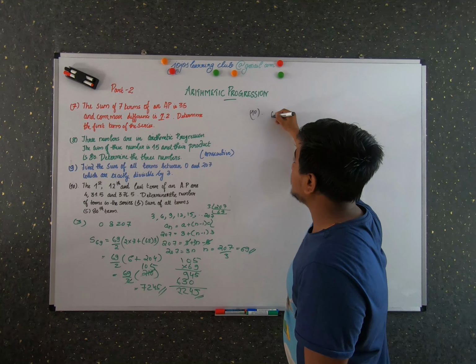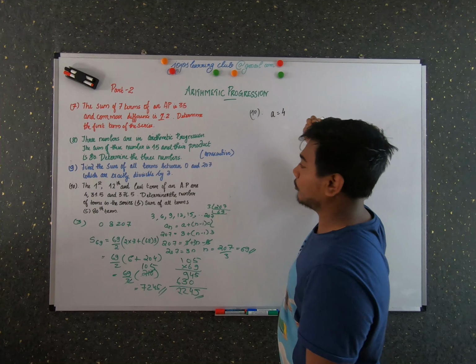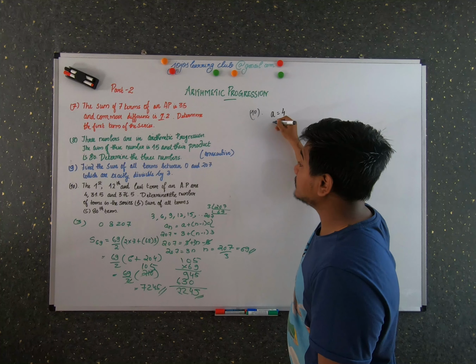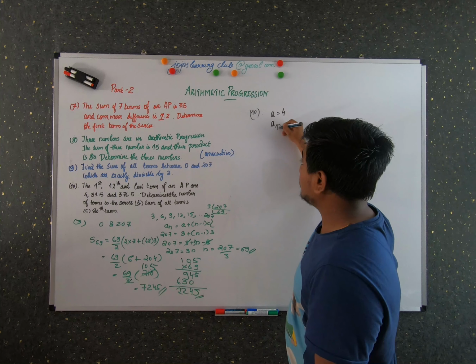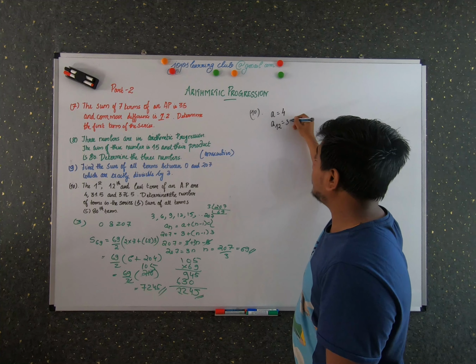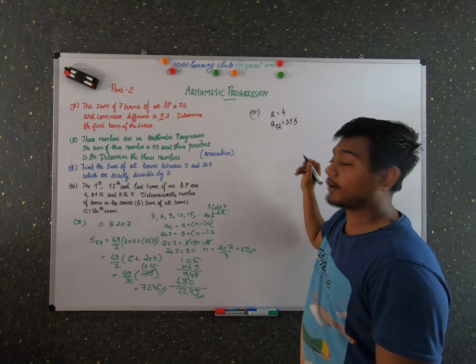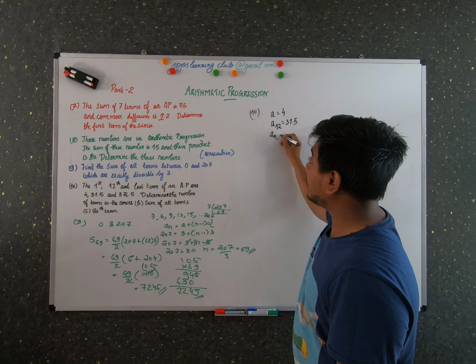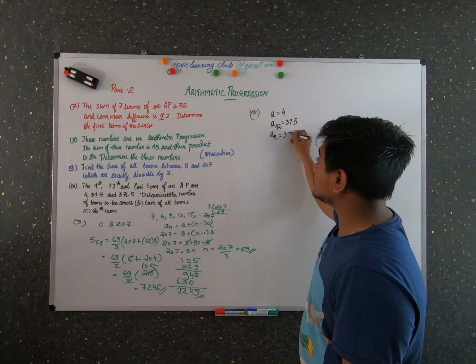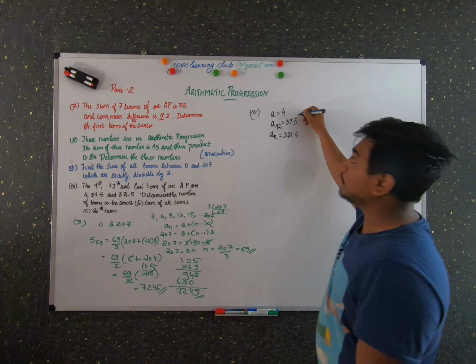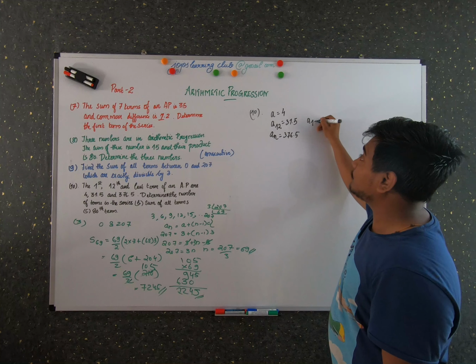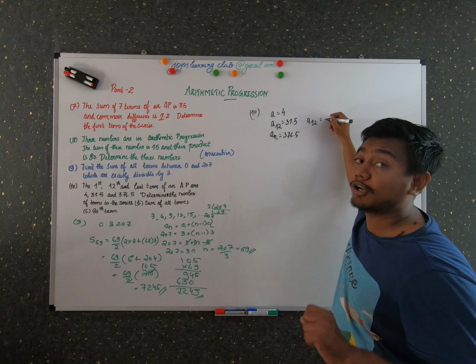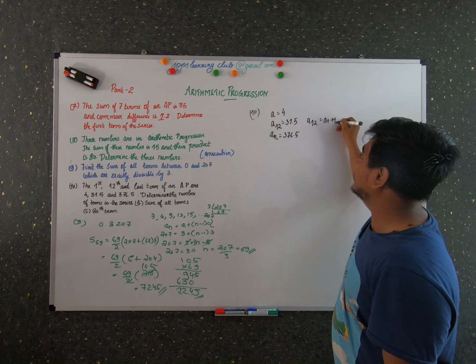So first let's write what is given. A is given as 4. And what is the 12th term given? A12 is given as 31.5, right? And what is the last term? An is given as 376.5. So when you have this, you can already find the common difference from it, because A12 is what? A plus n minus 1 into D. So it is A plus 11D, right?